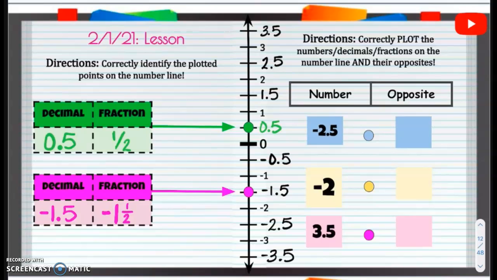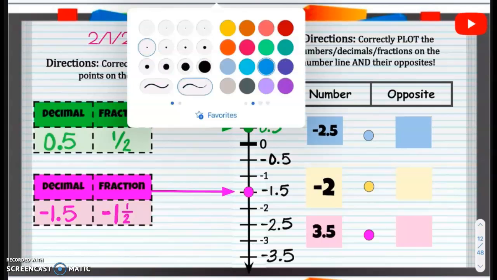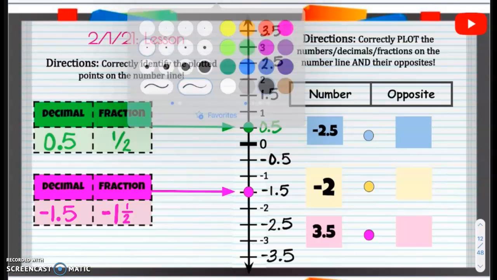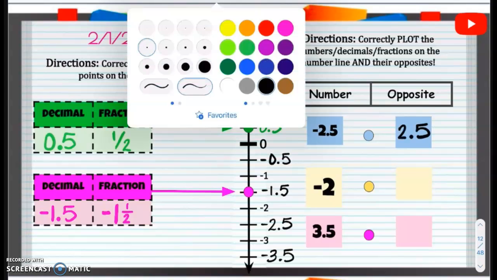This next slide, though, over here, is going to be pretty easy, hopefully. We're going to plot the numbers and the decimals or the fractions on the number line and their opposites. So we do need to write their opposites, and then we'll plot them. That first one, -2 and 5/10. Well, -2.5, the opposite is going to be +2.5.